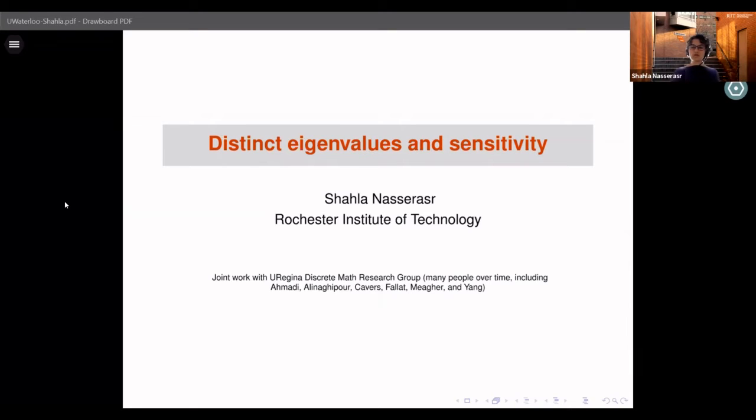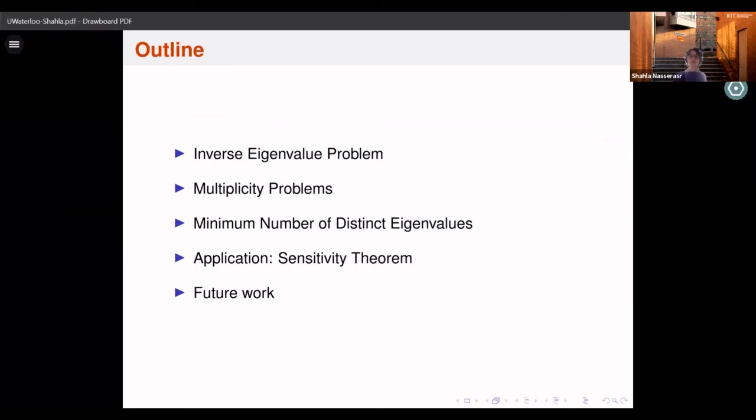And at some point, I will show how some of the techniques that are used here are also used in the sensitivity. So first I will talk about the inverse eigenvalue problem itself a bit, and then I will talk about some of the sub-problems in that area. Multiplicity is one of them, and among them another sub-problem of the multiplicity problems, which is the minimum number of distinct eigenvalues. So that will be the main topic of the talk. And then at the end, I will show you how a technique that's used in one of the proofs for the eigenvalues is also used in the sensitivity theorem.